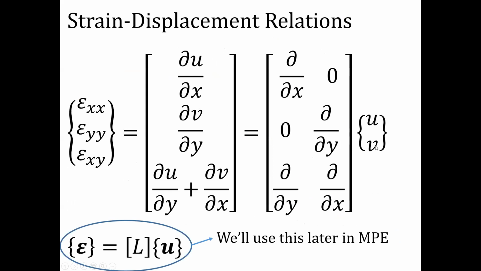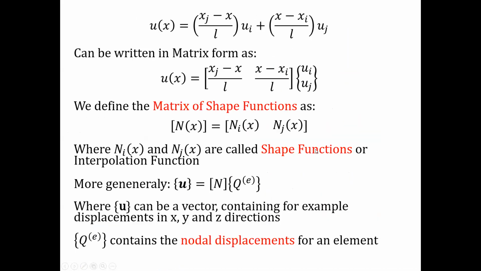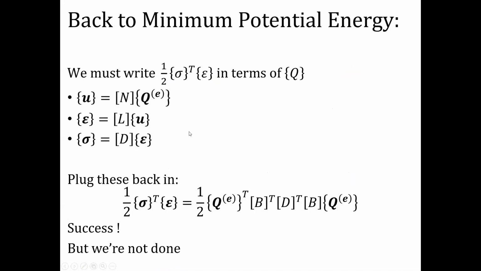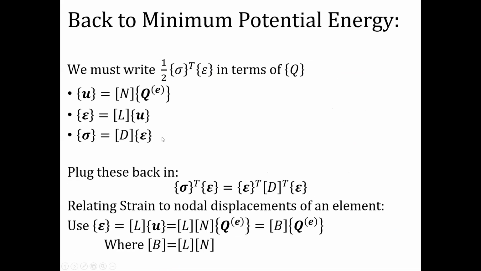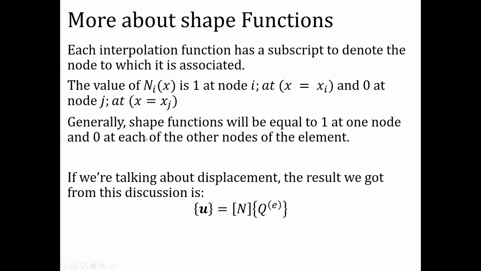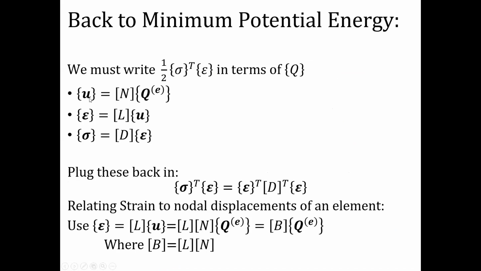Here u and v, which we are generally writing as u, are displacement fields. These are not nodal displacements. These are functions of x and y, or just x for a 1D problem. Moving on, the last thing is the relationship of this displacement with the nodal displacements, and these are written in terms of these shape functions.